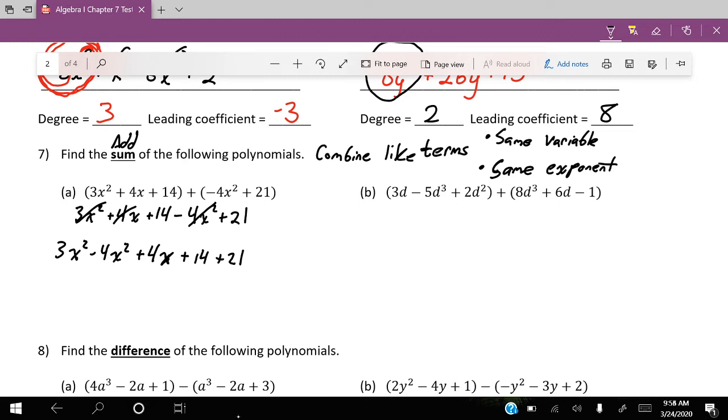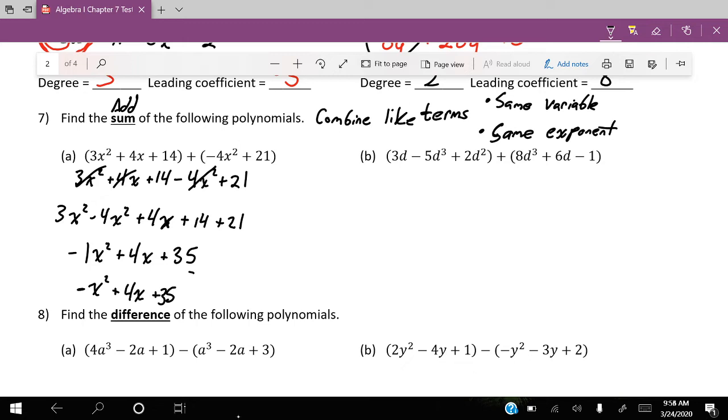And from here, we're just going to do some of our addition. So 3x squared minus 4x squared. Well, 3 minus 4 is negative 1, so we're going to have negative 1x squared. You could also just write negative x squared. 4x cannot be combined with anything, so it'll just be plus 4x. And 14 plus 21 is simply 35. So our answer, the sum, is negative x squared plus 4x plus 35. That's it. Let's try B now.